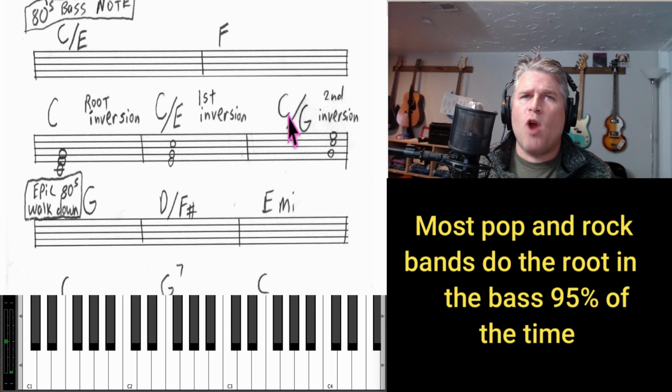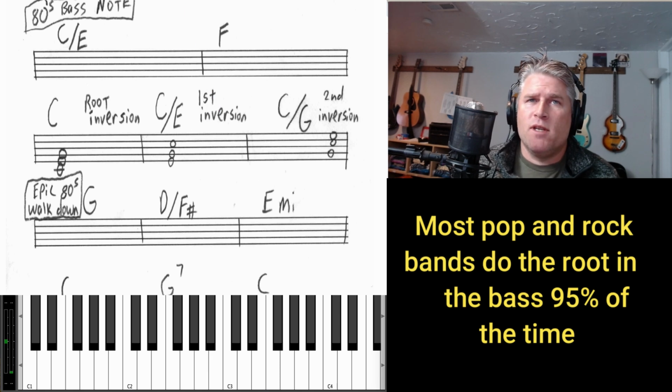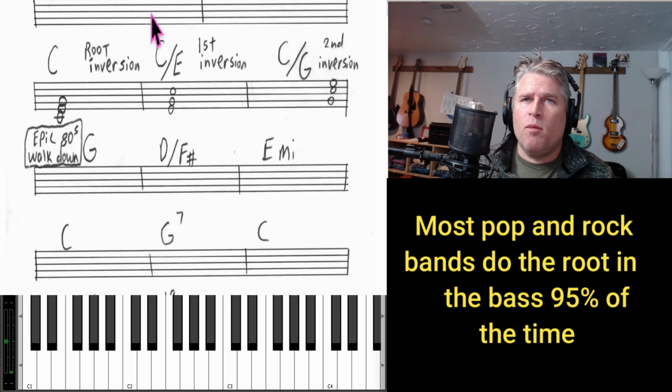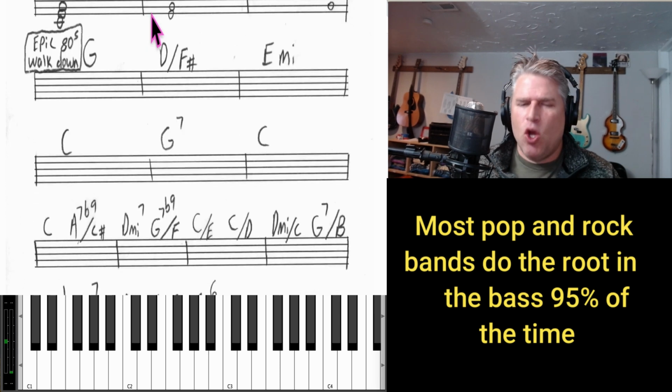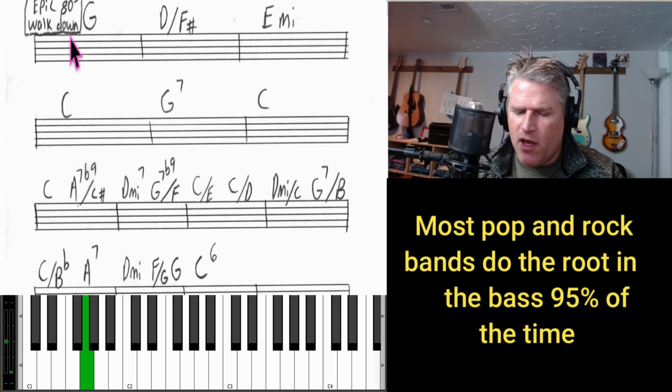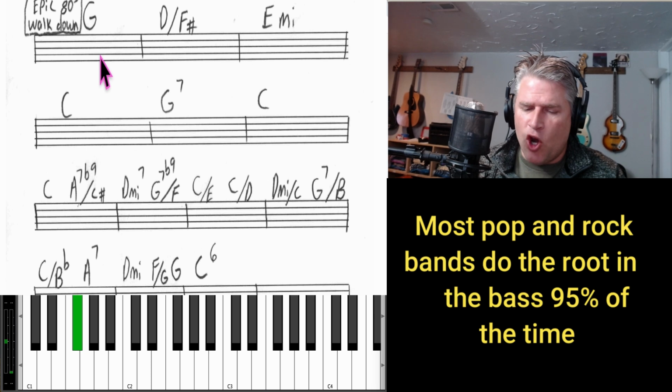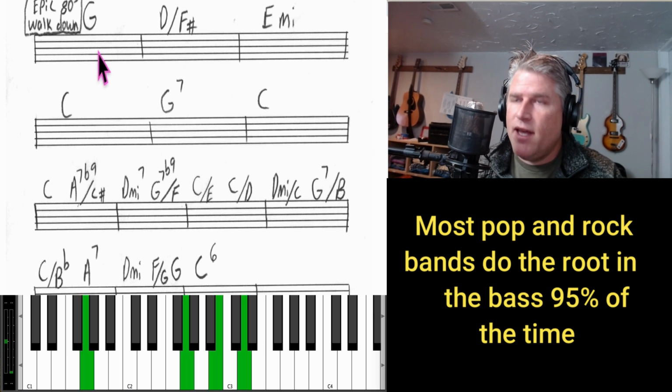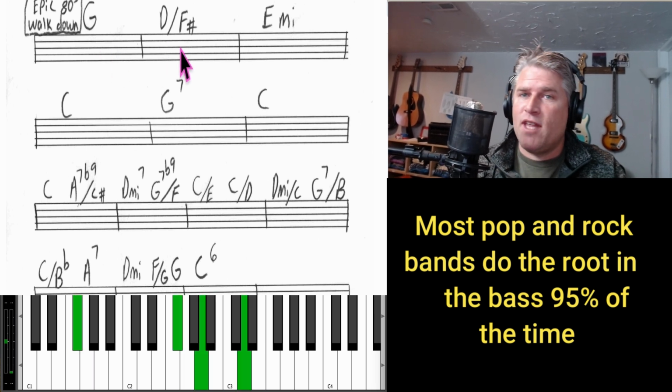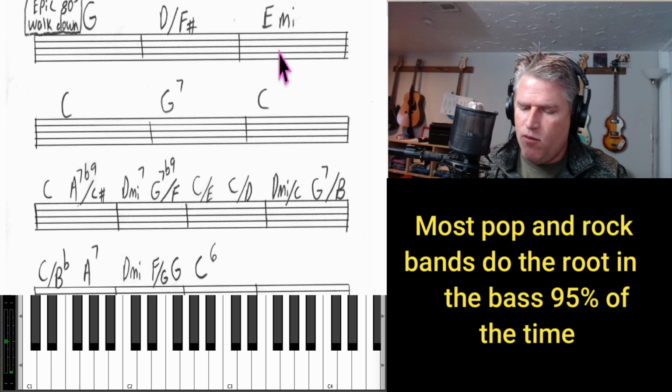Just so you know, most rock and pop bands use few to no slash chords in their music. Once in a while they stumble upon one, like that classic 80s climb down when you go G, F sharp, E, but you do G major, D over F sharp. There's that third in the bass. We've all heard that before, right?